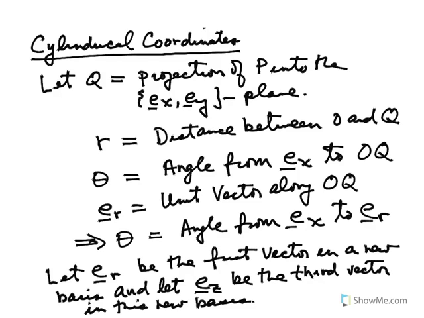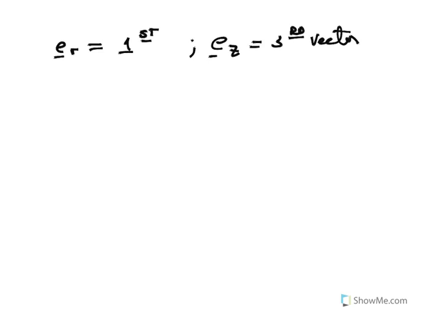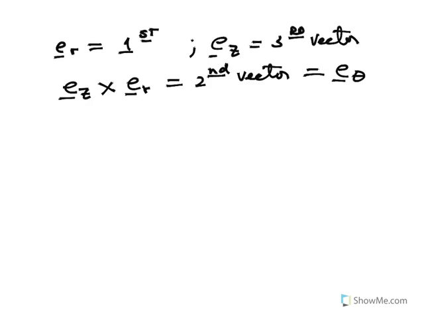Now, given the fact that ER is the first vector and that EZ is the third vector, we know that the third vector crossed with the first has to equal the second vector, which I'm going to call E sub theta.